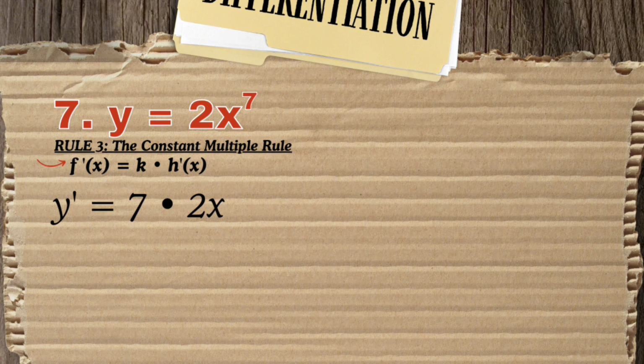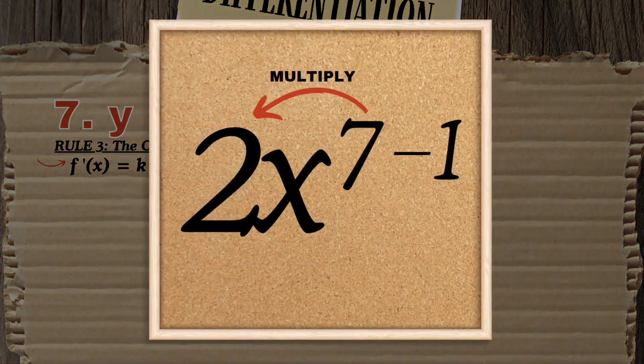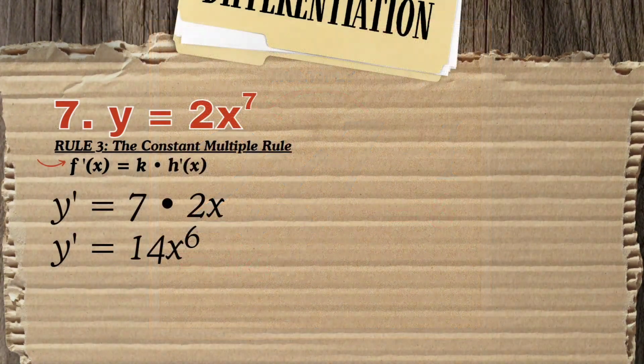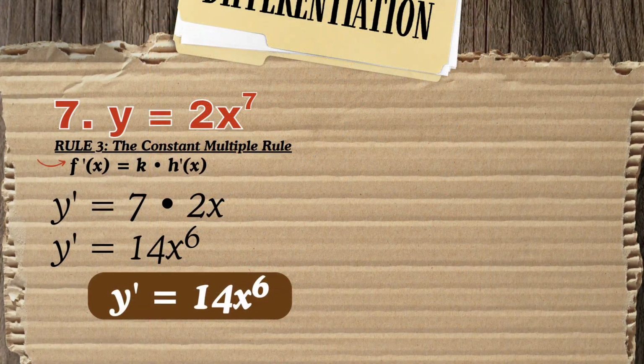Copy x and then copy the exponent 7 minus 1. So y prime is equal to 7 times 2 is equal to 14. Copy the x variable and then 7 minus 1 is 6. So the answer here is y prime is equal to 14x raised to 6.